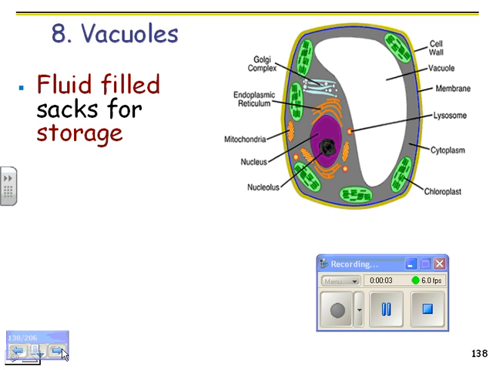Vacuoles. These are fluid-filled sacs for storage. A big, big central vacuole like that you only find in a plant cell, or maybe in a protist cell, I guess. But you certainly never find them in animal cells.